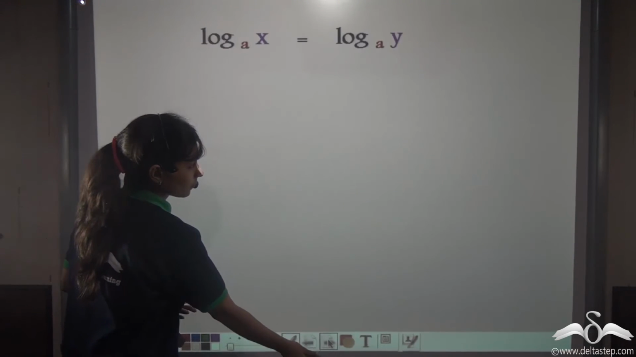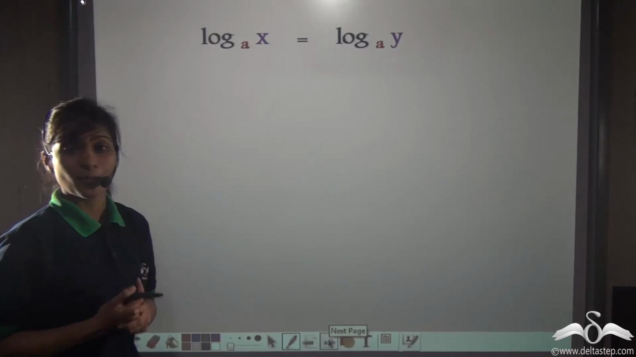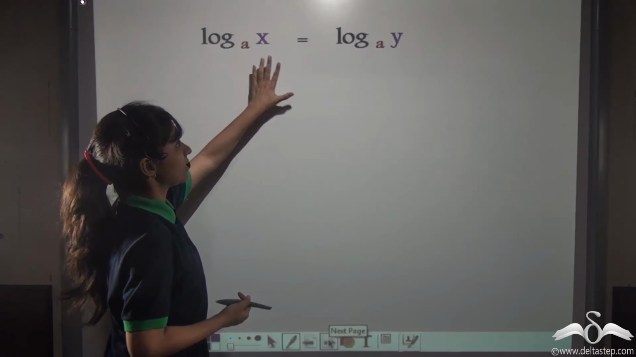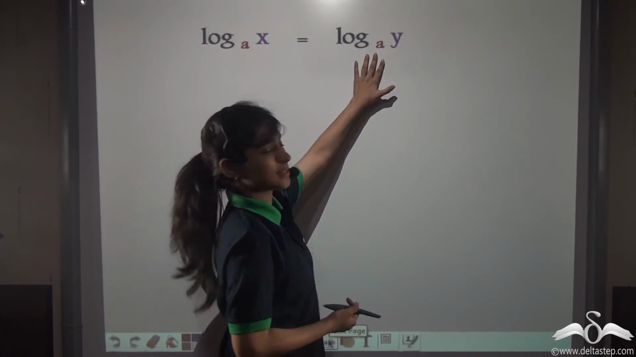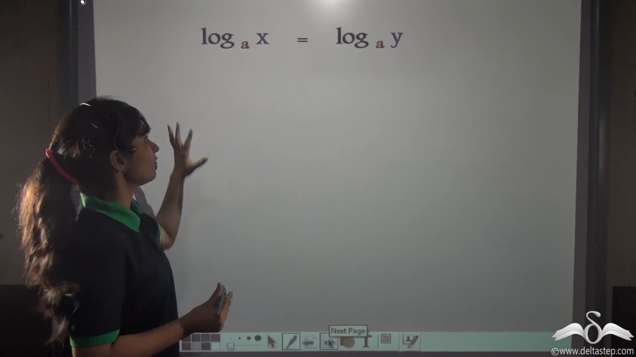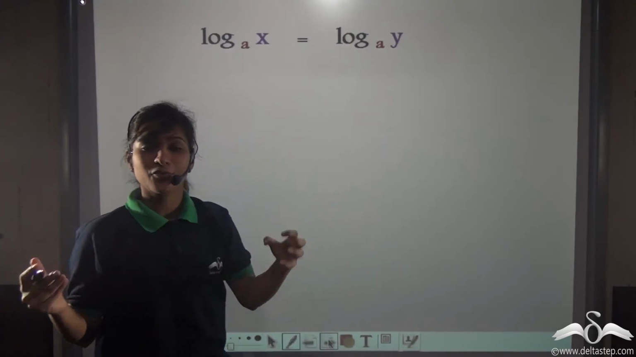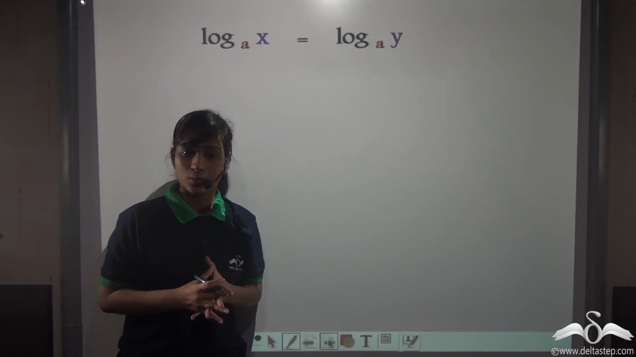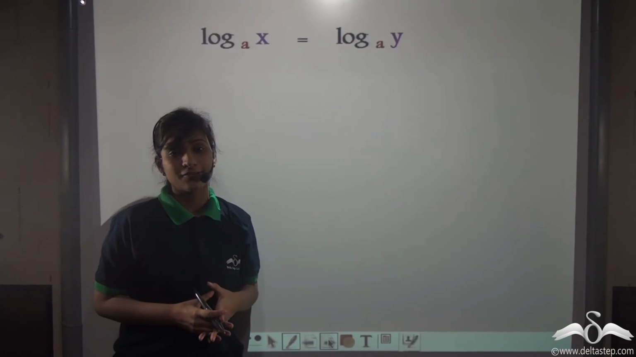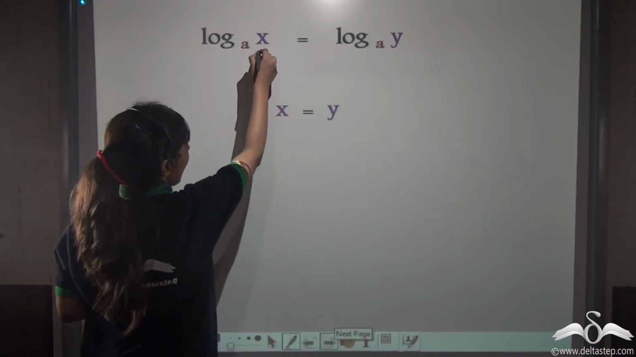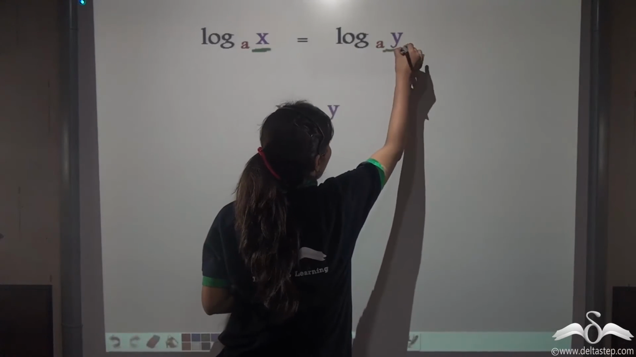Now there is another property of log. Suppose we have log x to the base a and log y to the base a, and we have the information that both are equal. Then what does it signify, or what does it denote? It denotes that x is equal to y.